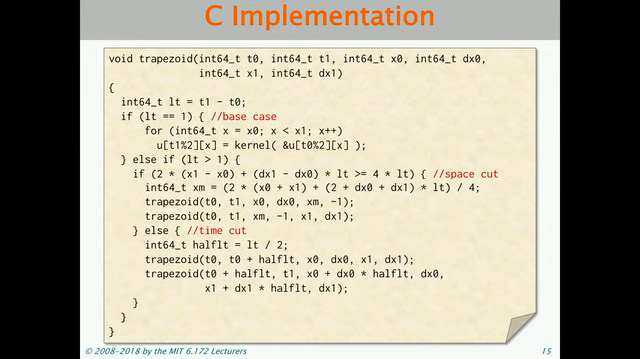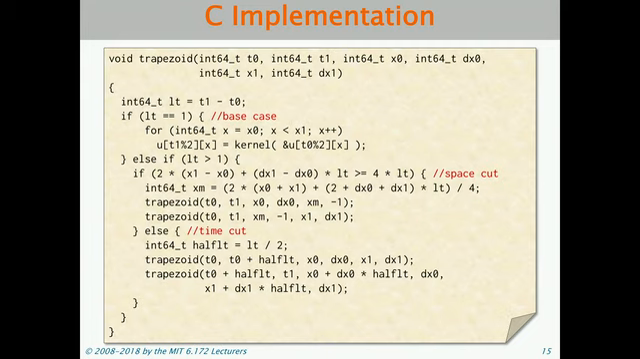So we're first going to compute the height of our trapezoid, and we're going to let LT be the height, and that's just T1 minus T0. And if the height is 1, then we're just going to use a for loop over all of the points in that height 1 trapezoid. We're going to call this kernel function that we defined before.